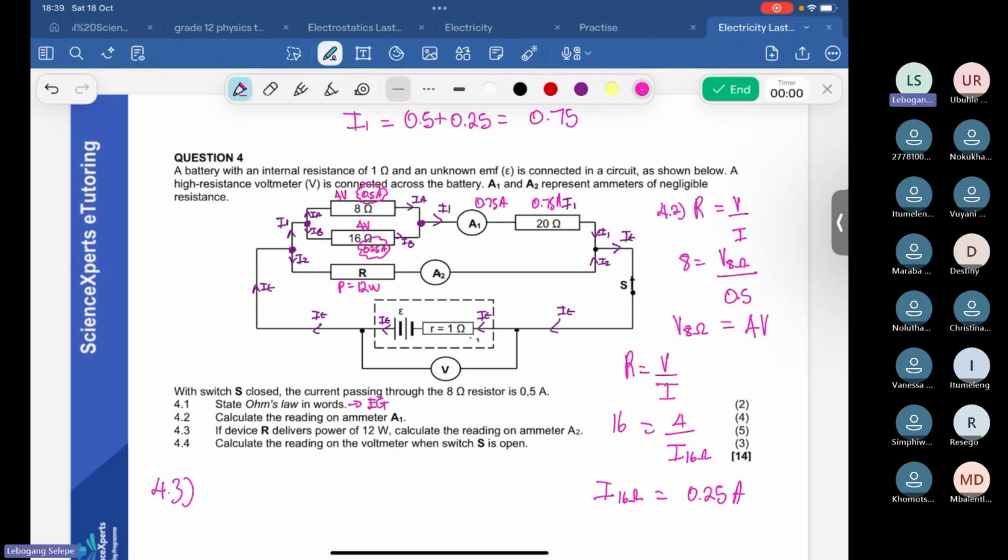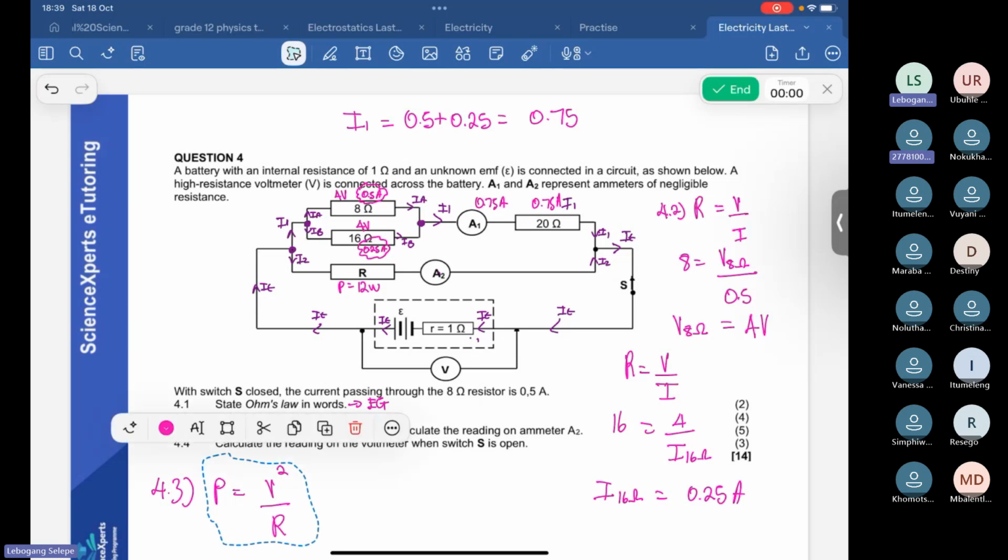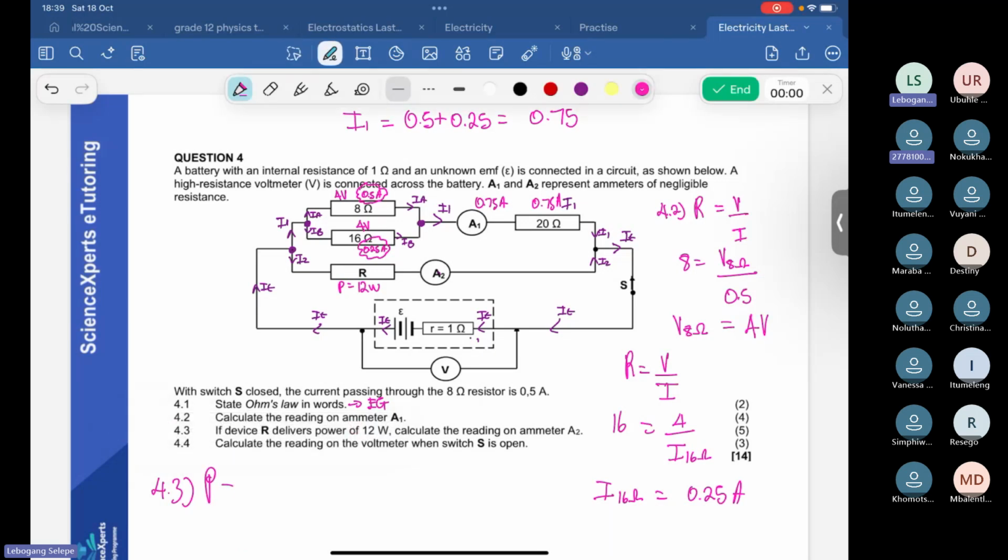What would you do with this power? Because you need to do something with it, right? I know that power is equal to V squared over R. Sir, yes, so I got the voltage across the 20 ohm resistor. That's what I will also do. Is there any other formula that relates power with current? Yes, power P equals VI.